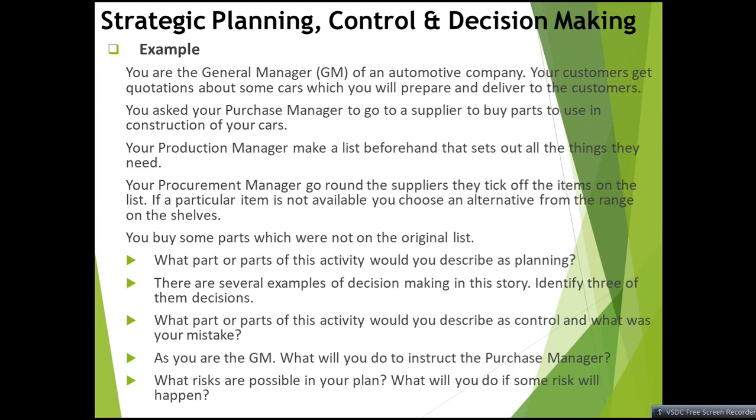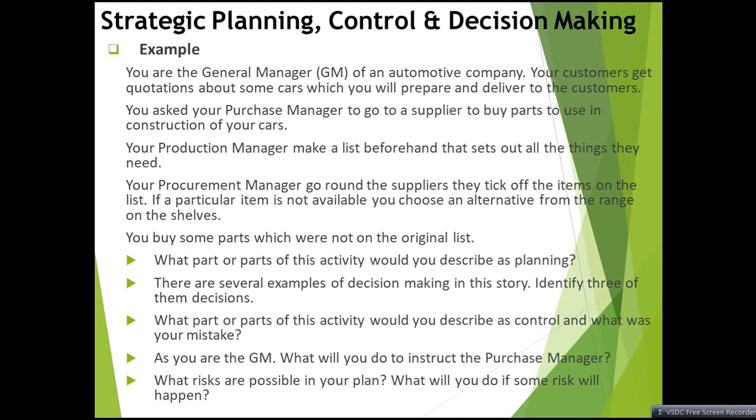Assume this one. Now I'm giving this as a practical example. You asked your purchase manager to go to the supplier to buy parts to use in the construction of your cars. Because definitely in the factory you have to prepare the cars and you will need some parts. The production manager makes a list beforehand that sets out all the things they need. He will come to you and say, okay, these cars we will prepare and we will need these parts and these machines or whatever they need.